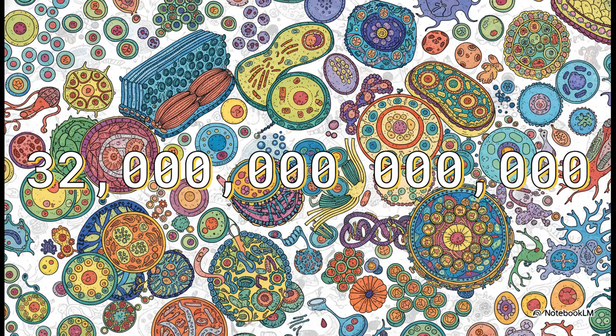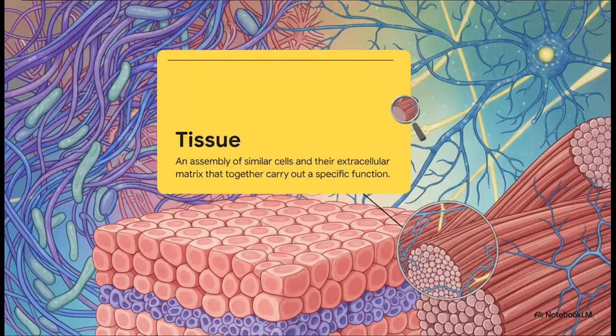Take a second and just look at this number, 32 trillion. That's the best estimate for how many cells are in your body at this very moment. It's just a staggering figure, right? A literal universe of tiny individual units. So the big question is, how does the body possibly organize all of that cellular chaos into a single functional being? Well, the answer starts right here, with tissues.